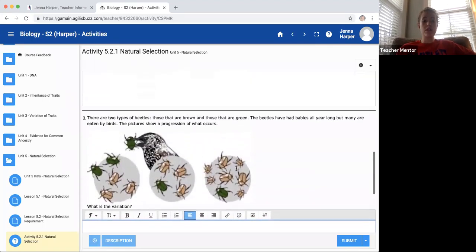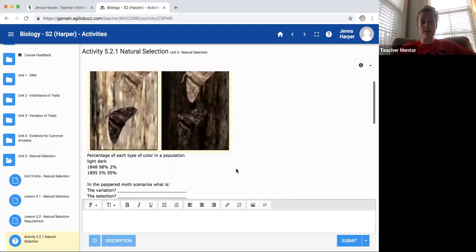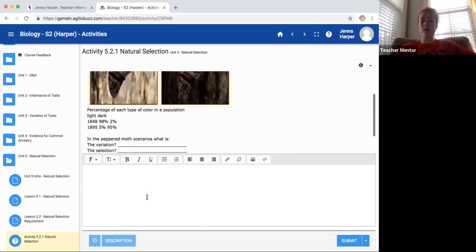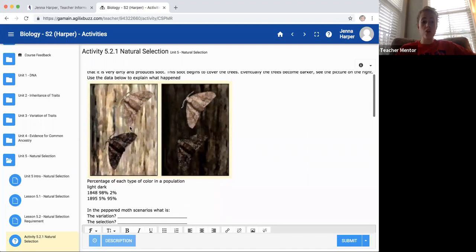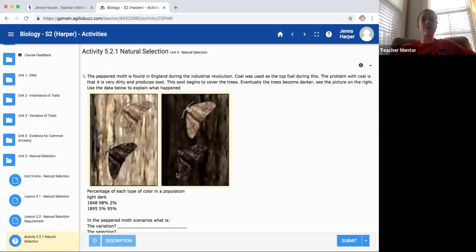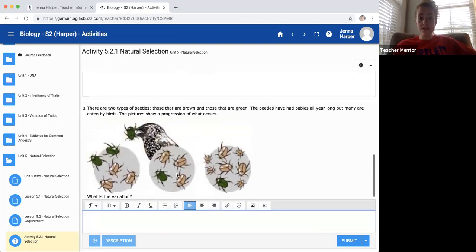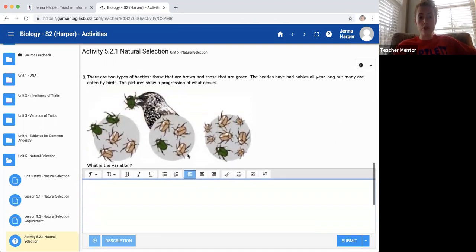This is what I wanted to talk about today, because I've noticed on some of our answers that we're struggling with what is variation and selection. So remember, variation is just the thing that is changing, or the difference between the two organisms. And selection is what is being selected by the environment or not selected by the environment. I hope this helps, and I hope this is a nice short recording for you.